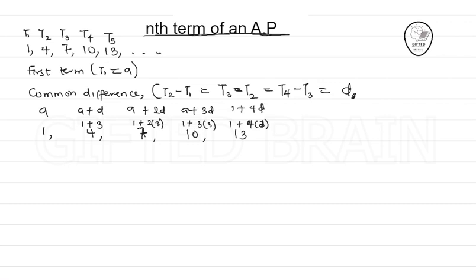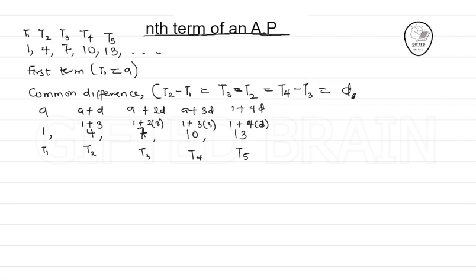Now, take note of something. This is the first term, which is the T1. This is the second term. This is the third term. This is the fourth term. And this is the fifth term. Now, take note of something. To get the second term, it is A plus D. To get the third term, it is A plus 2D. To get the fourth, A plus 3D.